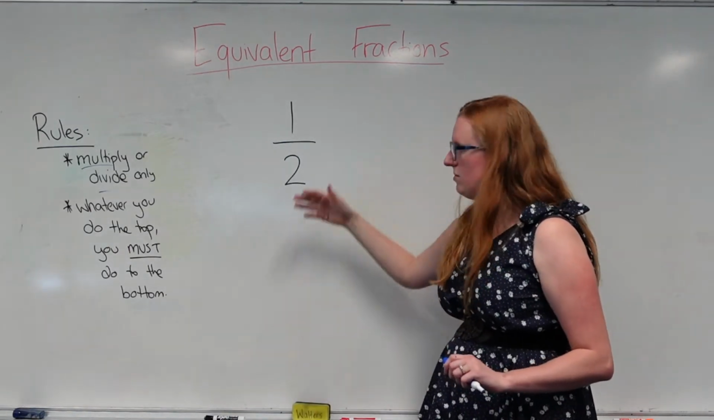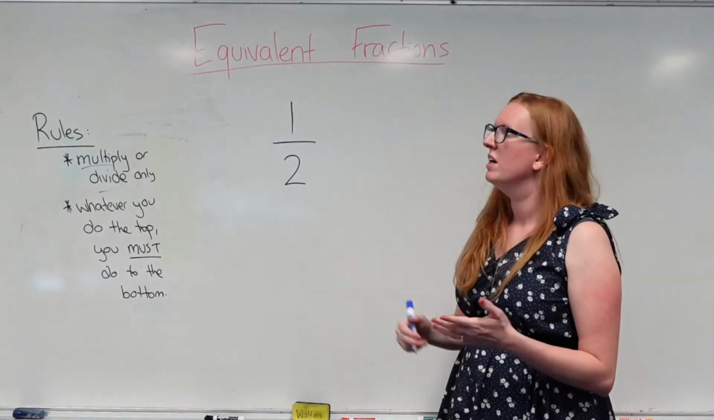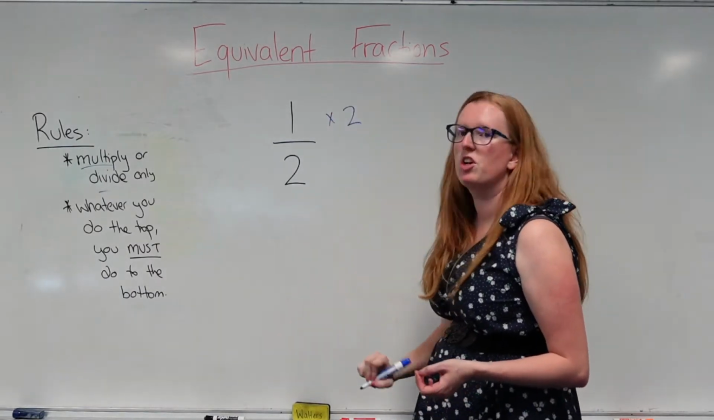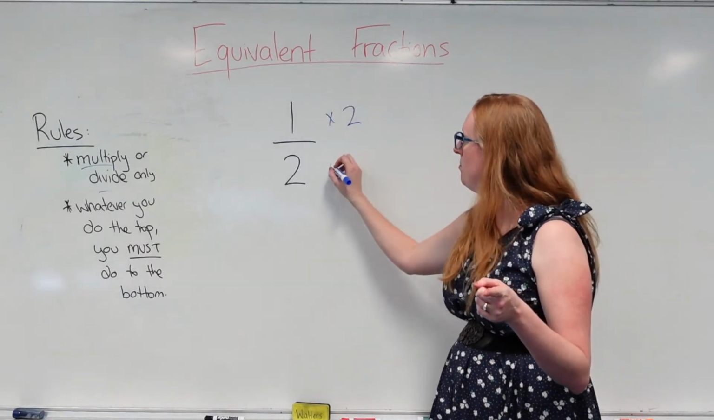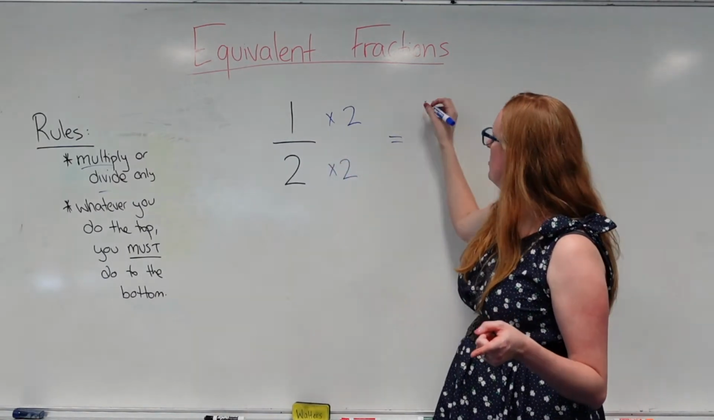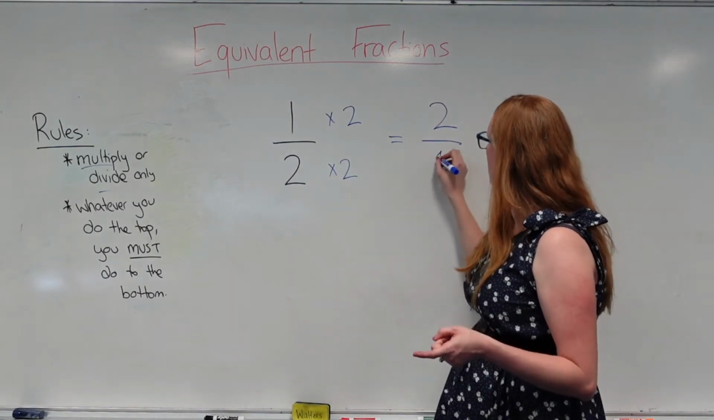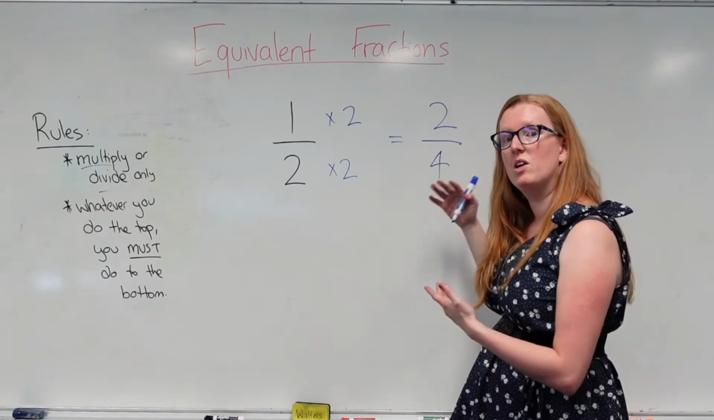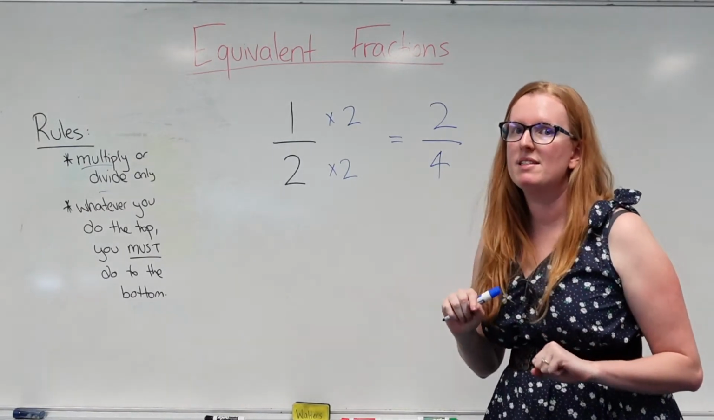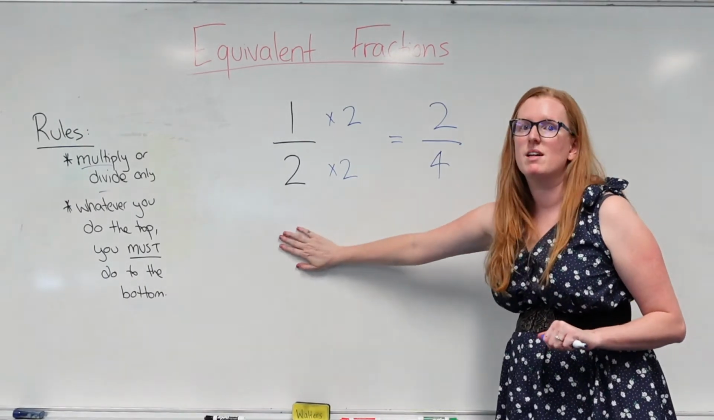So, equivalent fractions that are equal to a half. All right, so let's start simple. Let's try multiplying the top and the bottom by 2. All right, so 1 times 2 is 2. 2 times 2 is 4. So, an equivalent fraction to half will be 2 over 4. And that's how much pizza Jimmy ate. So, 2 over 4 is the same as a half.